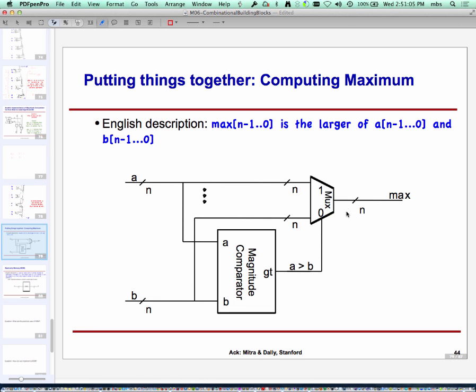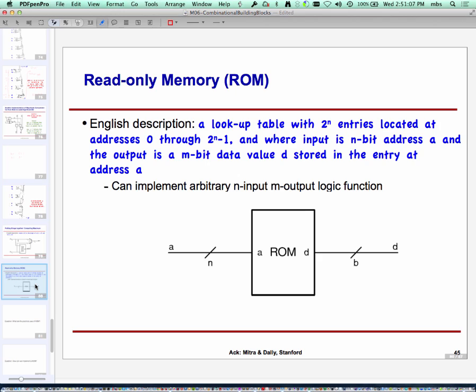Okay, so the final very powerful block: read-only memory. So what is a memory? Anyone, how do computer memories work? You buy DRAM, what do they do? What do they have? What's the functional description of it?